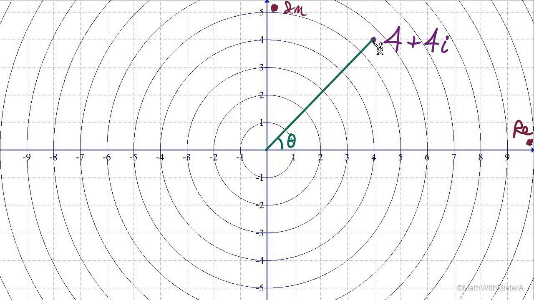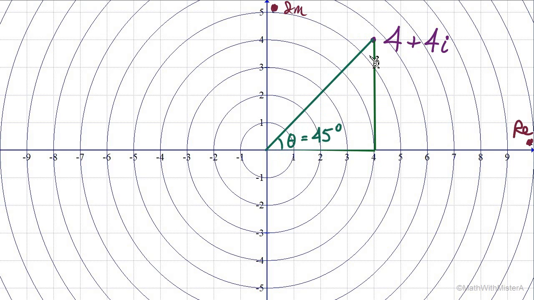It is this perfect 45-degree angle. It goes through the points 1, 1, 2, 2, 3, 3, 4, 4. It's the line x equals y. If we were looking at x and y axes, that's 45 degrees. And we also have a way to determine the length of this radius.